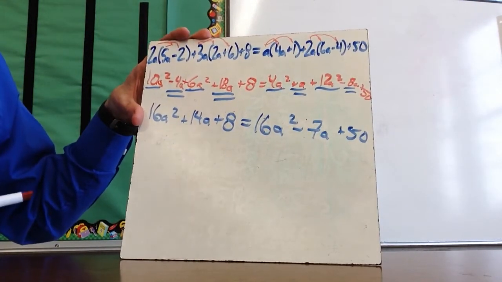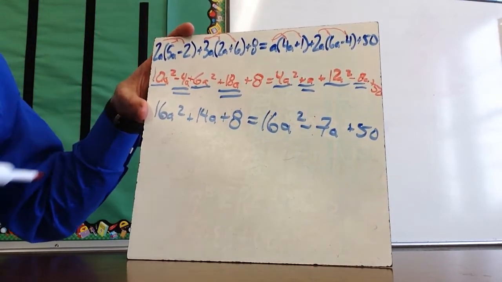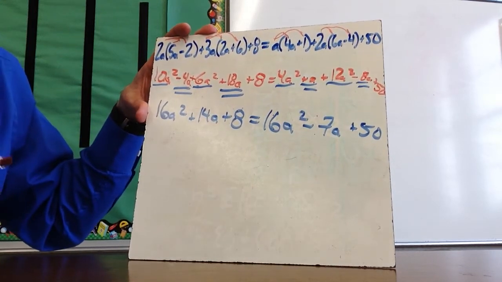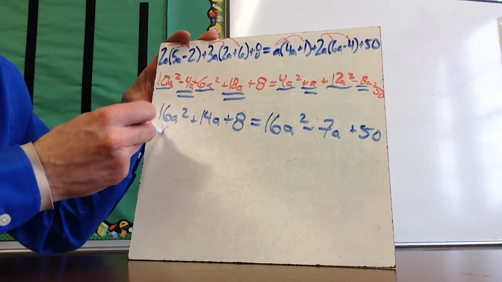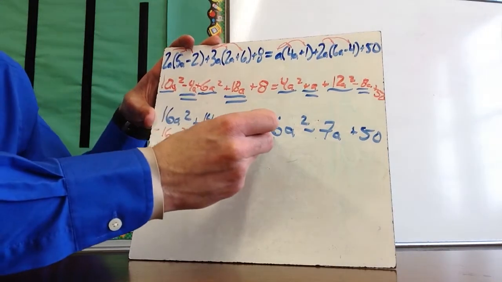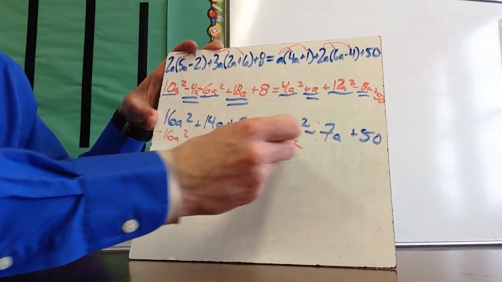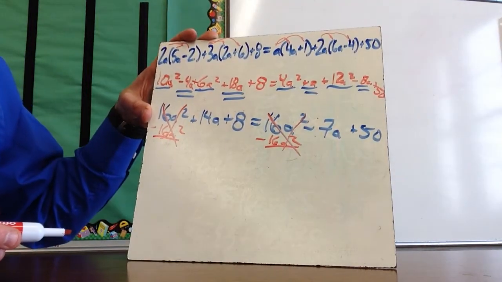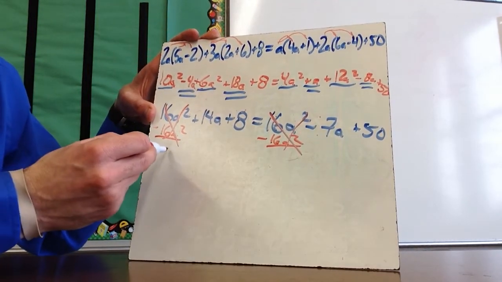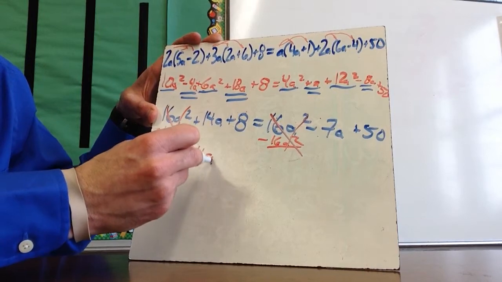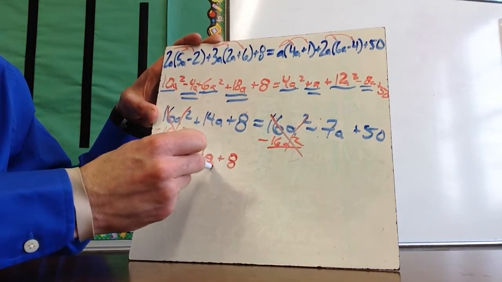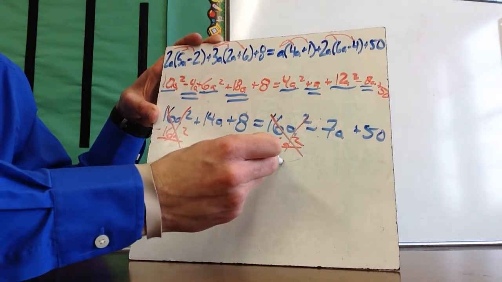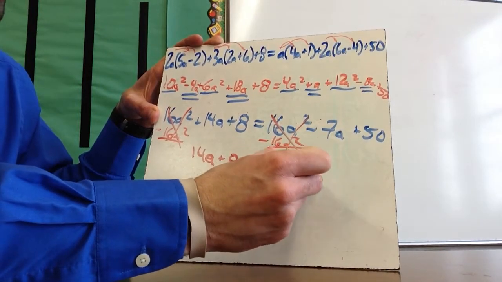All right, so at this point, what I'm going to do is isolate the variable. I want to get the a by itself. The first thing I'll do is subtract 16a squared from both sides. The good news is I haven't yet taught you how to solve a problem when you have a squared, so those two cancel themselves out. So I'm left with 14a plus 8 equals negative 7a, don't forget that's negative, plus 50.